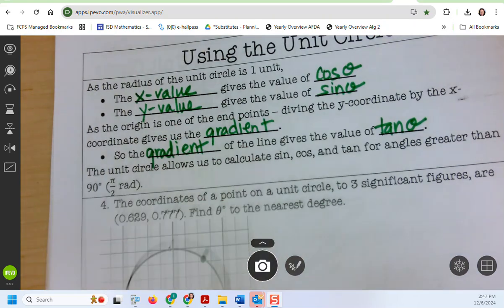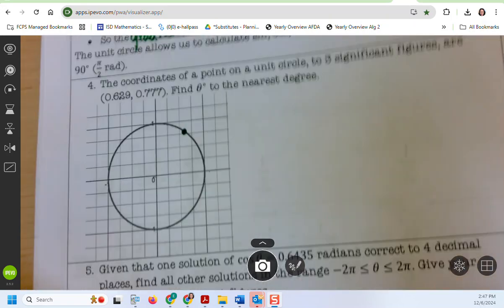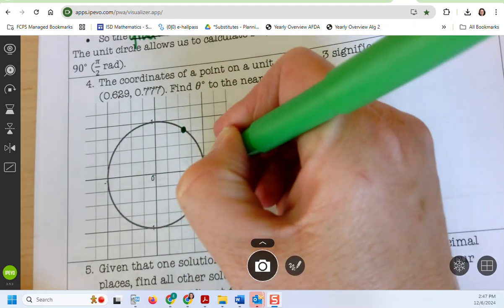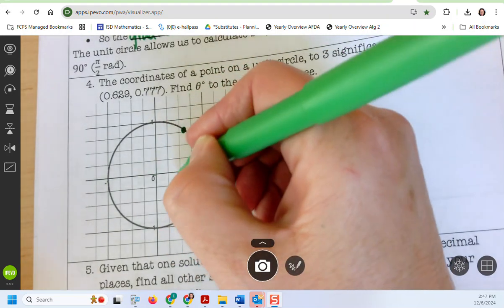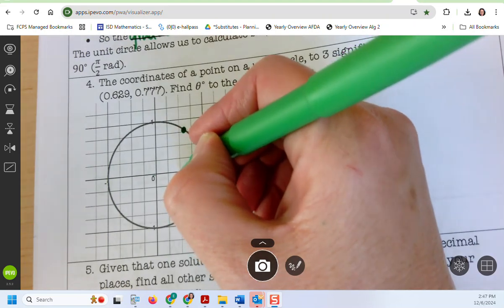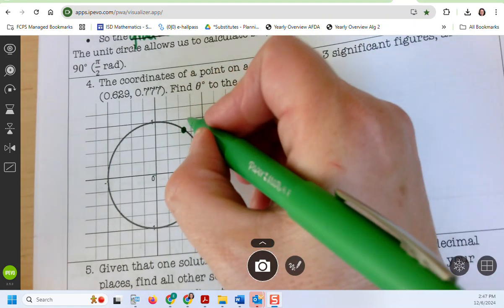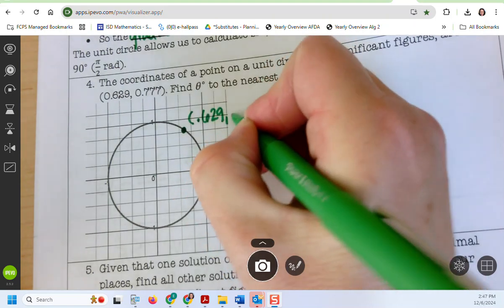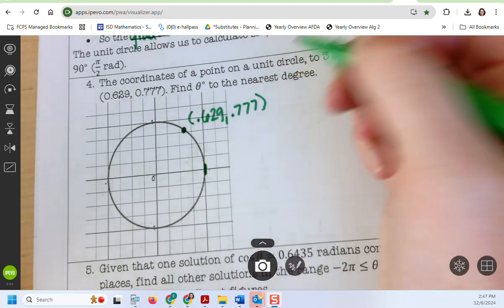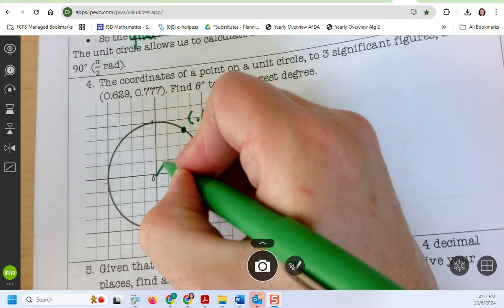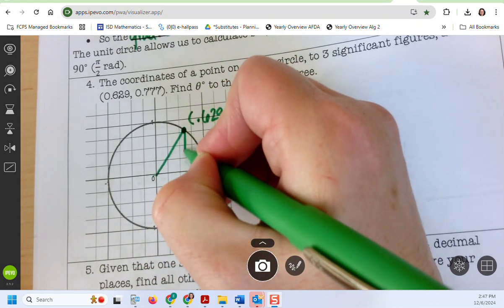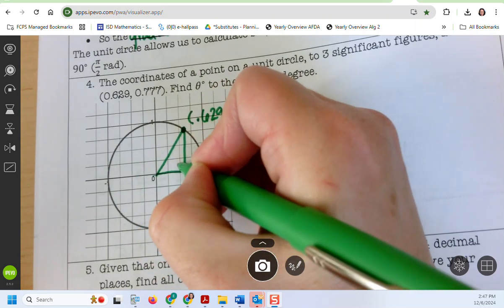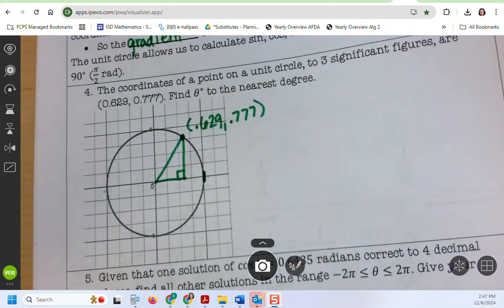Oh, you can't see. Sorry. I just estimated because this is 1 whole unit, so this is 1. And so 2 boxes would be a half, so I had to go more than a half. And so this point right here is 0.629, 0.777. I'm going to draw the triangle that connects to the origin and goes straight down. And draw that right angle in there.